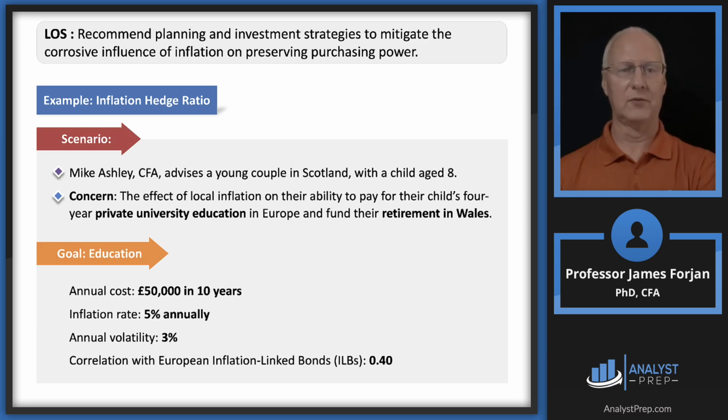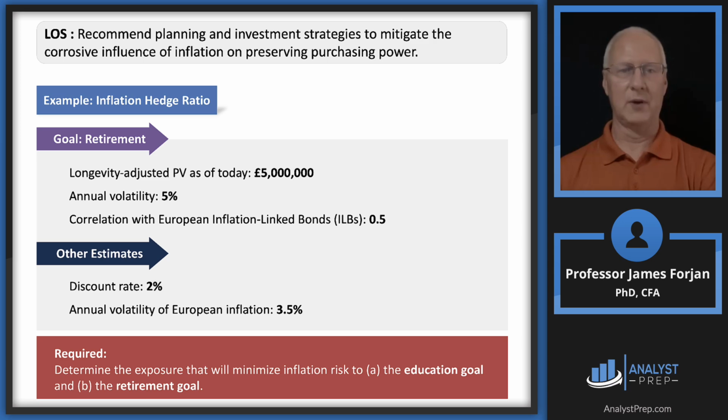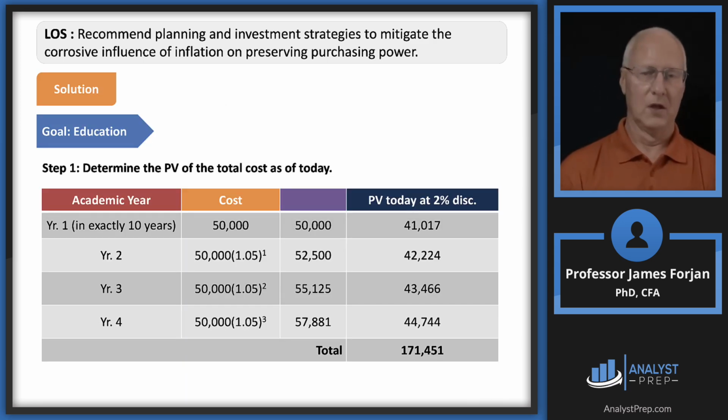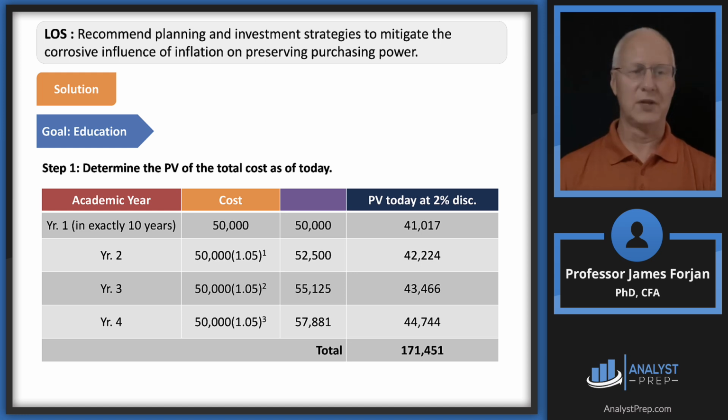So let's go back here. What was that? 50,000 in 10 years, and then the retirement goal, 5 million. And that's present value, right? All right, so we'll get out our trusty Excel spreadsheet. We'll do academic years. And down that left-hand column, you might do 10, 11, 12, and 13 if you want, but you can do year 1, 2, 3, and 4.